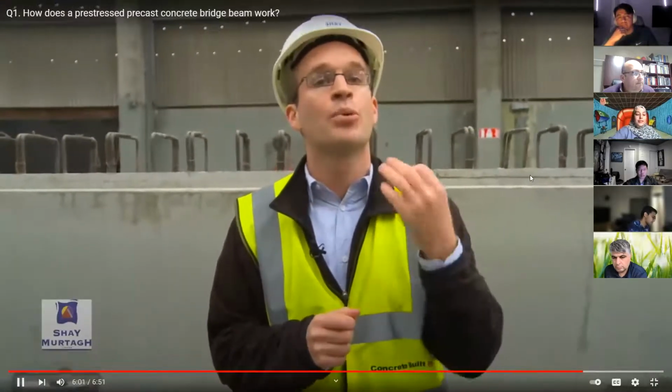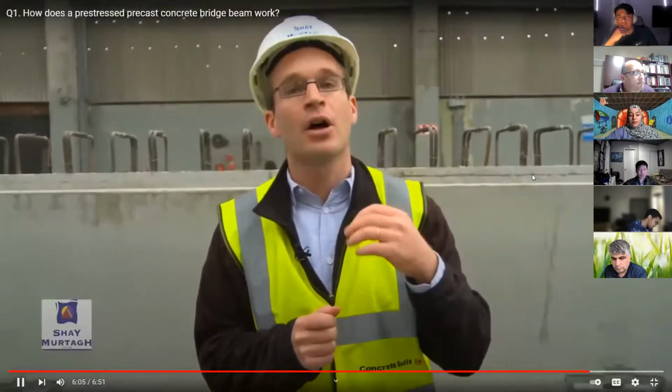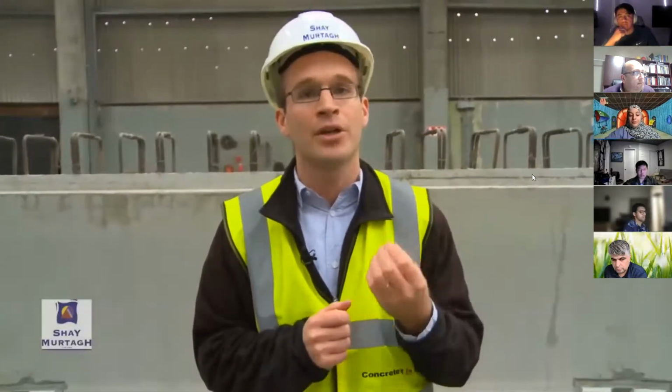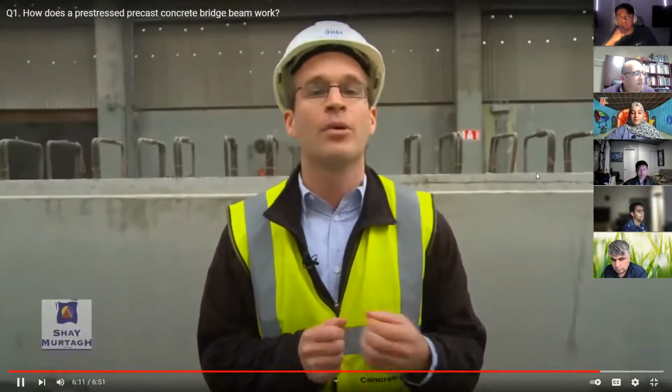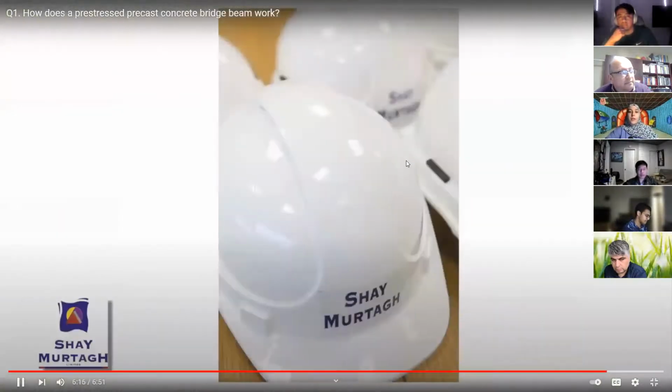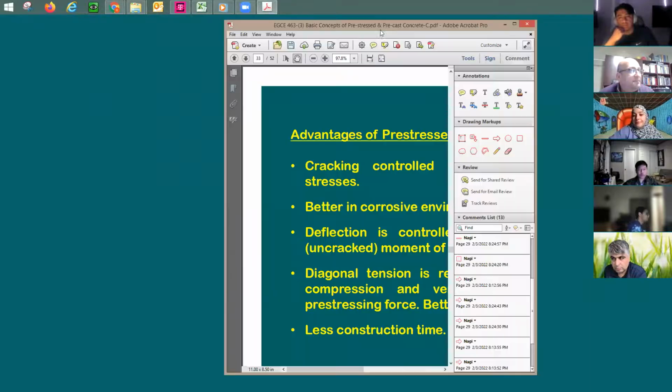I should also point out that what I've been speaking about here relates to pre-tension, precast, pre-stressed bridge beam design. There are also post-tension bridge beams, which are rather different from pre-tension bridge beam design. Right, any questions? Any comments?